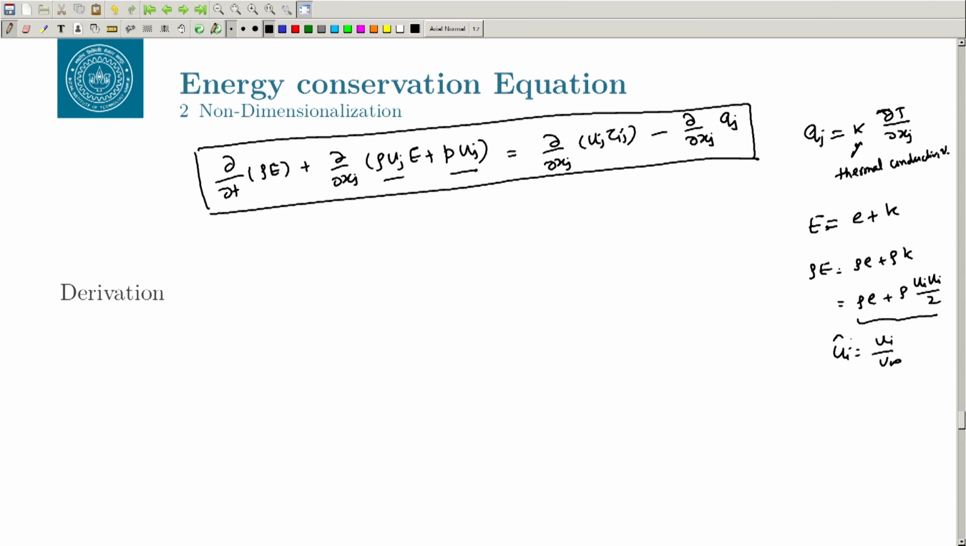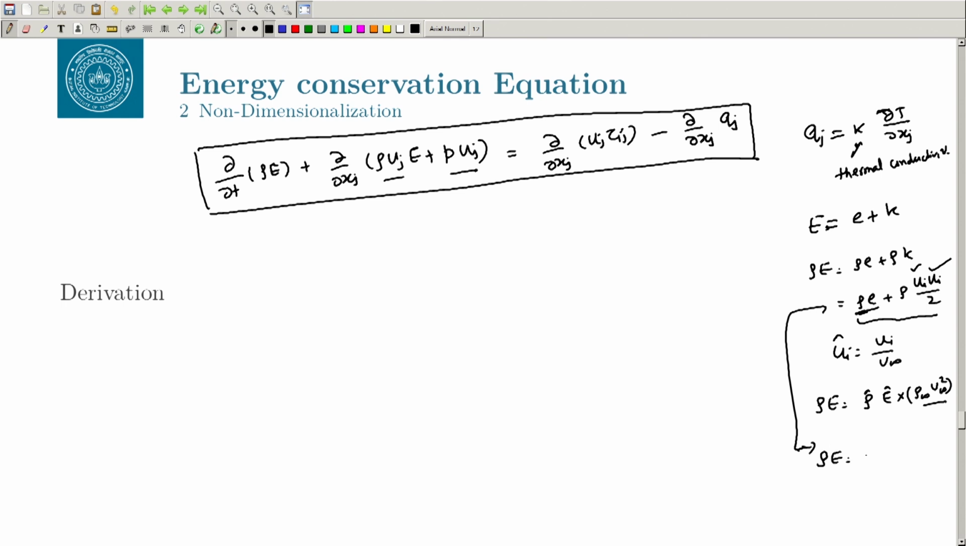So, here this entire term rho E can be written as rho hat E hat multiplied by rho infinity u infinity square, because u_i hat is u_i by u infinity, but you have u_i two times coming, right. You can express this also in a similar way, rho Cv T, which will become rho R T, that will become P. So, let me make it clear.